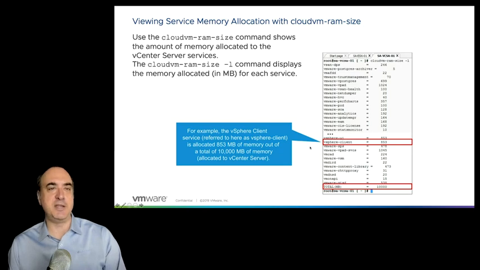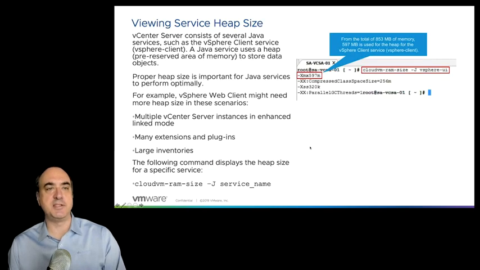If you want to dig a little bit deeper, run cloudvm-ram-size -J and the name of the service. In this case, it's called vsphere-ui. That is correct. And you can see it was 853, but wait a minute, 597 megabytes is actually what's being used for the heap of that service, right? And then we have compressed class space size is 256 megabytes. And we have some extra, SSS, which is set to 320K. But we can see here in this particular process, it's using 597 megabytes as its heap.